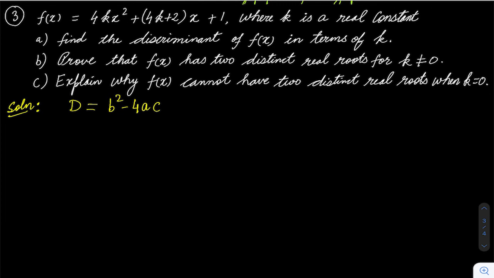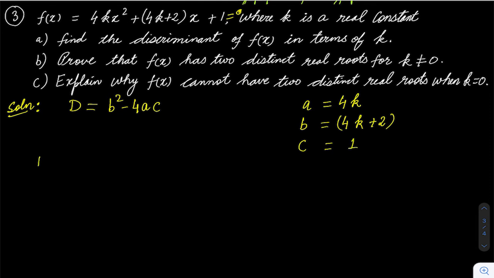So whenever I make an equation from this, it will be f(x) equal to 0. So obviously now I can write a, b, c. What is my a value? a is 4k, the coefficient of x square. What is my b value? b is the coefficient of x, that is 4k plus 2. And what is my c value? c is the constant, the term which doesn't have x. In this case, we have only one term, that is 1. Okay, so we have a, b, c.